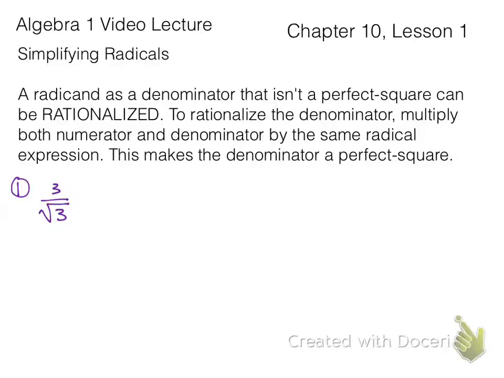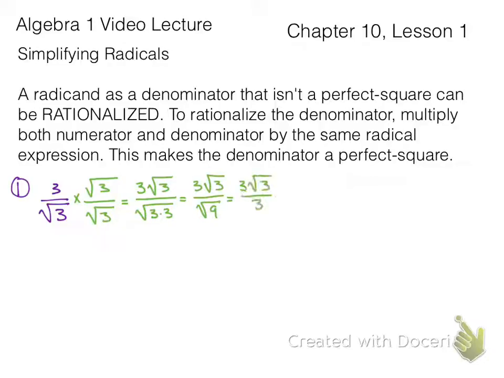So if I have 3 over the square root of 3, I can multiply both the numerator and the denominator by the square root of 3, which is going to give me 3 times the square root of 3 as my numerator, and the square root of 3 times 3, which is 9, in the denominator. So the square root of 9 is 3, so then I have 3 times the square root of 3 divided by 3. Well, what's 3 over 3? Well, that's just 1. So my answer is just the square root of 3. Crazy, huh? All right.